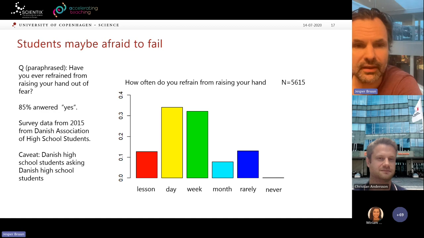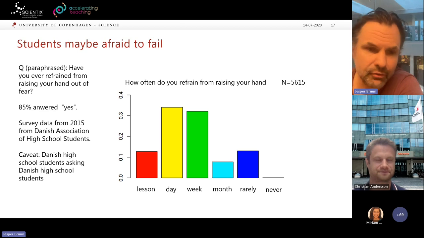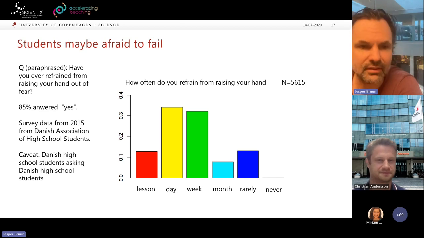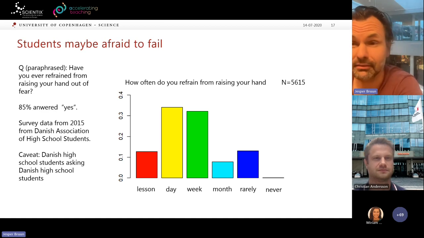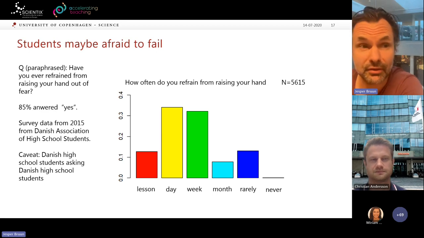And so here is then: how often do you refrain from raising your hand out of fear? And this is for the 5,615 students who actually answered yes. So 10% say every lesson, a little bit more than 10%. More than 30% say every day. About 30% say every week, and so on. So you have that more than 70% on a weekly basis are afraid of participating, of doing stuff in school.